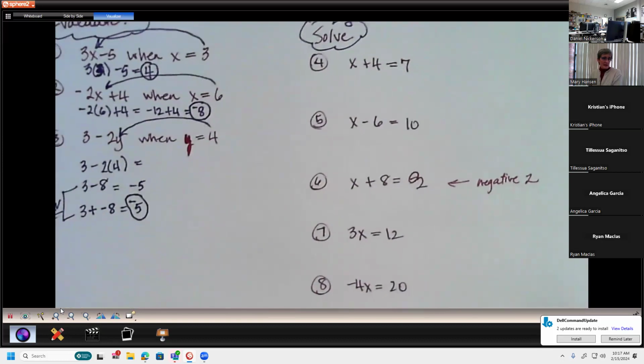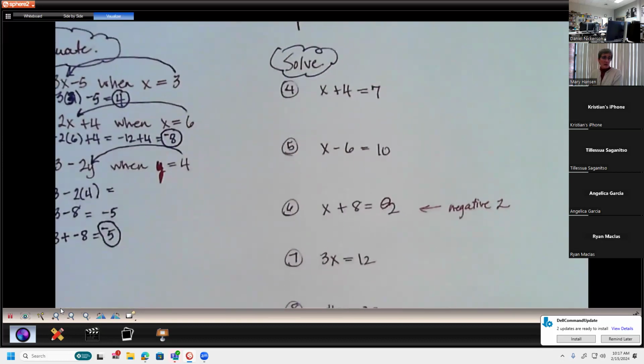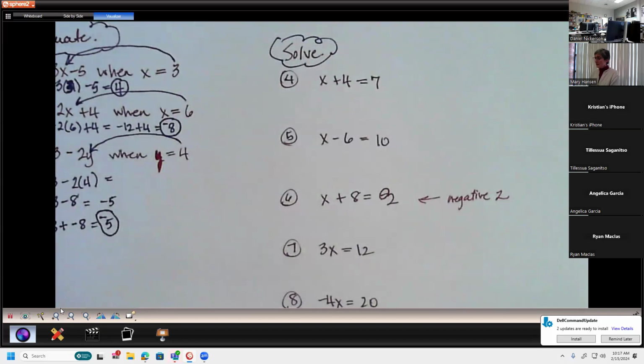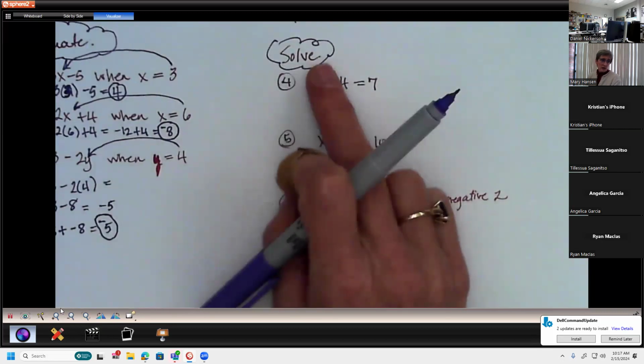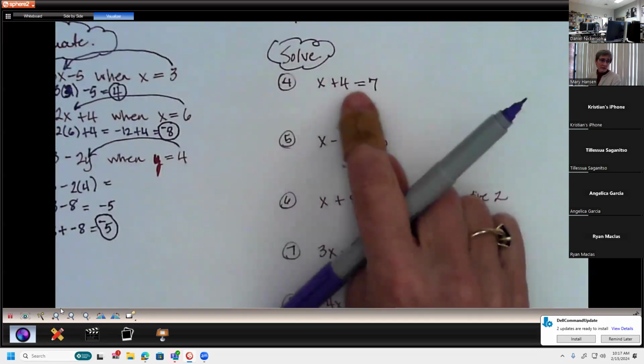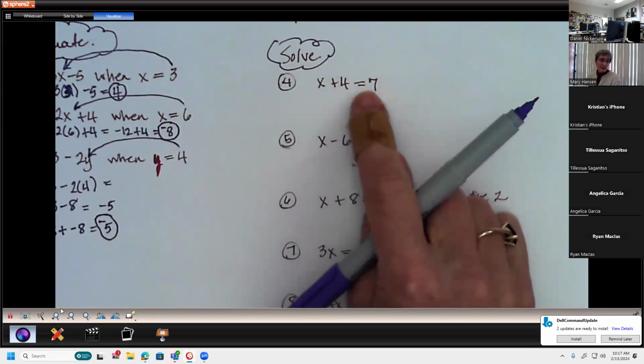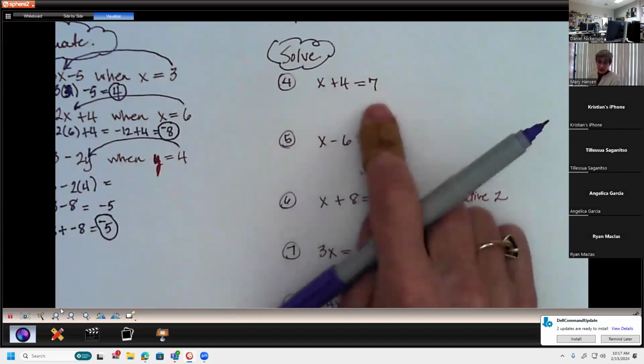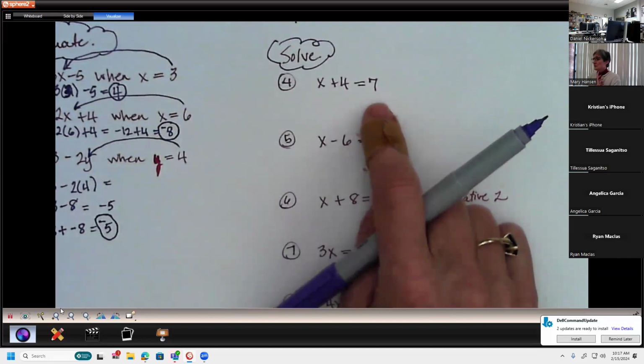4 through 9 involve what we worked on Tuesday. So if you were not here on Tuesday, this would be a great time to focus in, because you'll get a kind of a mini lesson on what we did on Tuesday. We started solving equations. Solving means we have an equation, which means we have an equal sign. And now nobody's going to tell us what X is. We have to figure out what X is on our own.